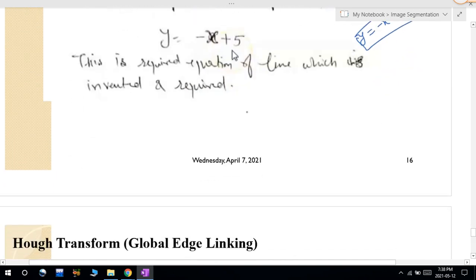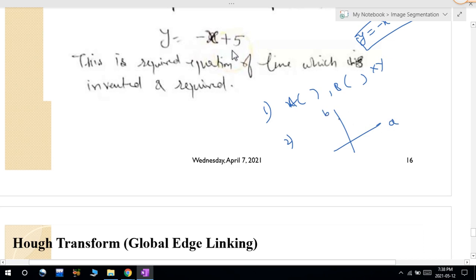So what are the steps that we followed is, first we get all these edge points, and after getting those edge points, for each edge point I will try to convert it. These edge points that are there in the xy plane will be converted into lines in the AB plane.